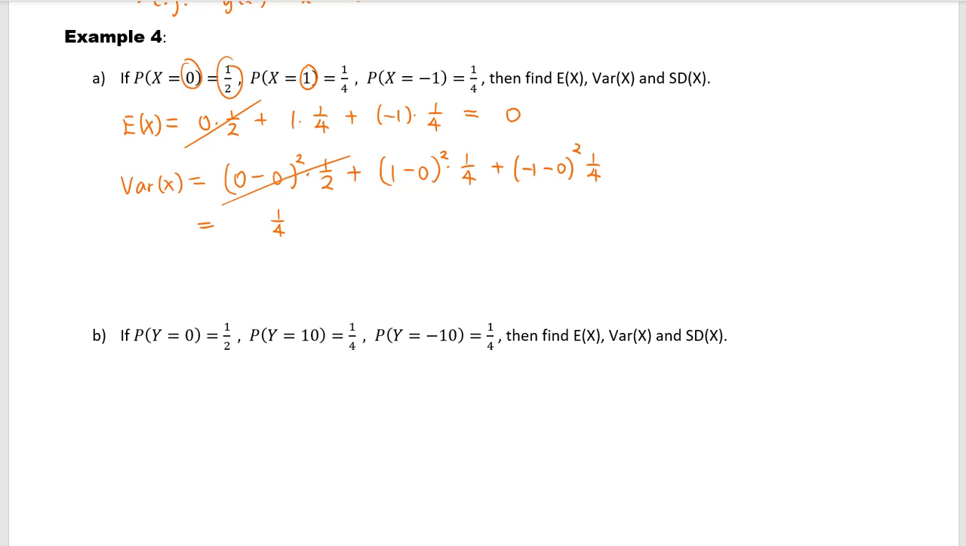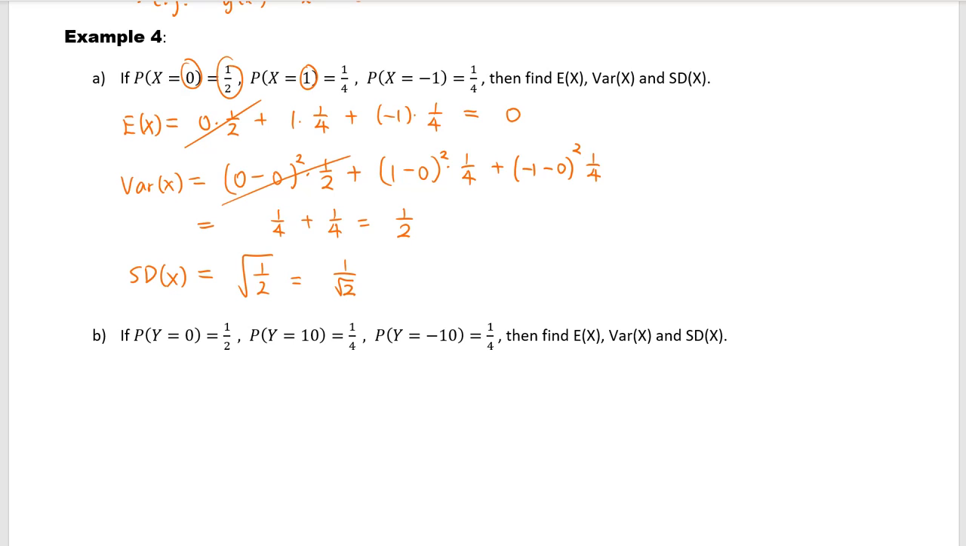And then look at this. -1 squared becomes 1. So 1 times 1/4 is 1/4. So 1/4 plus 1/4 is 1/2. Do you see now? We get the variance is not 0 because they can't cancel out. Because of the square, -1 squared is +1, so they're not canceling out. Okay. And what is the standard deviation? The standard deviation is the square root of the variance. So this is 1 over square root of 2.